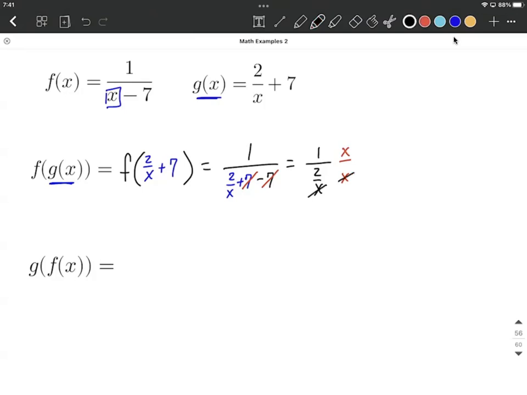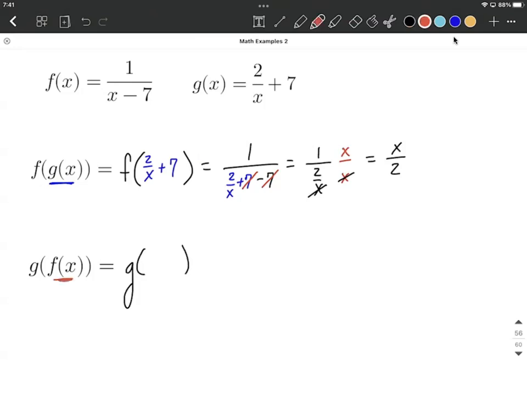Multiplying by x and dividing by x, these will cancel. And we're going to be left with 1 times x in our numerator makes x, and then 2 in the denominator. That's the best solution we can get there. Now things change a little bit when we switch the order up. It's still the same process where we bring along the outer function and we focus on the inner function.